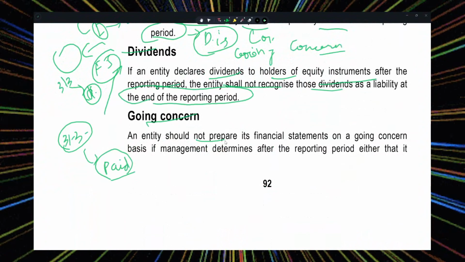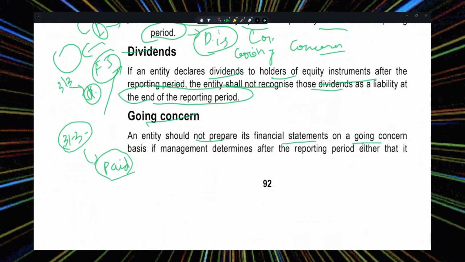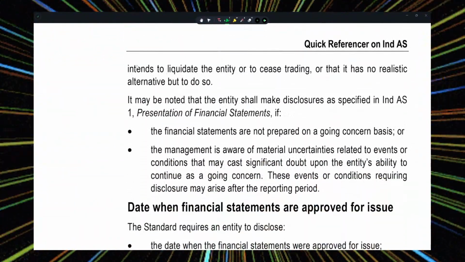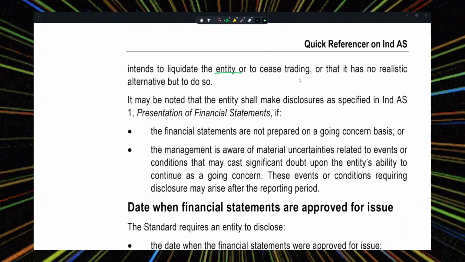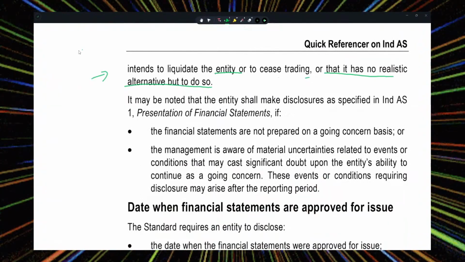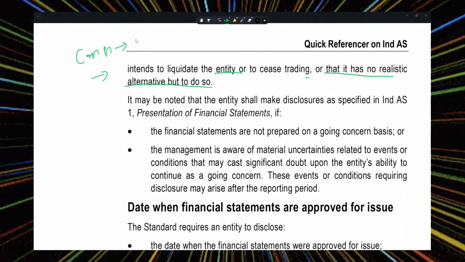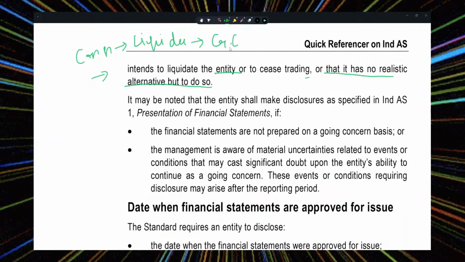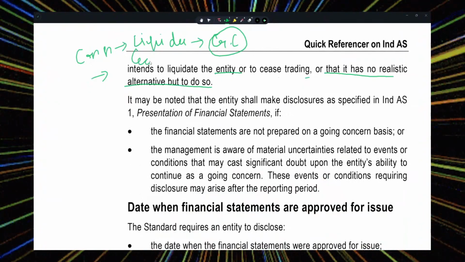Going concern: an entity should not prepare financial statements on a going concern basis if management determines after the reporting period that it intends to liquidate the entity or to cease trading, or that it has no realistic alternative but to do so. What are they saying? The company is thinking we need to liquidate. So when it comes to liquidation, we can't go for going concern because there is no foreseeable future for the business. If they are going to cease the business, we can't say it is viable to run the business.